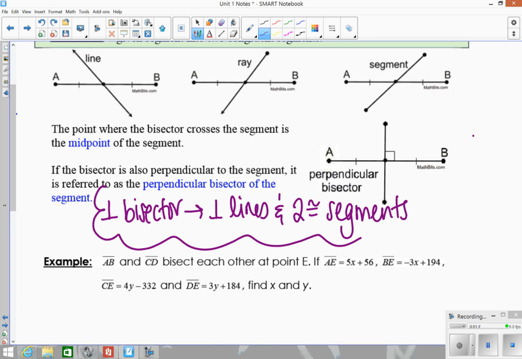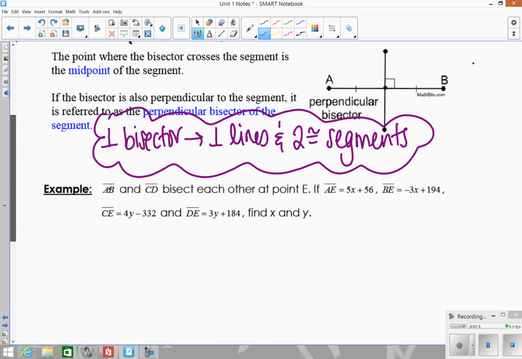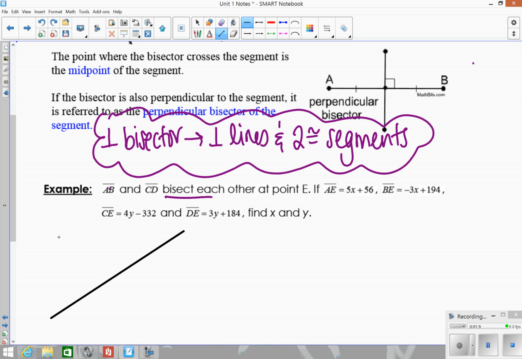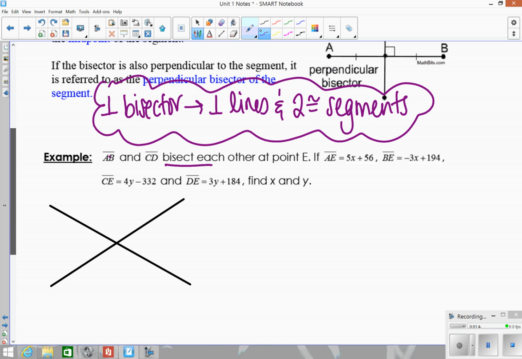So if we look at this example down here, it says that AB and CD bisect each other at point E. That means you're going to start off with two segments, however you want to draw them, and they're bisecting each other. So I'm going to label the points AB and then CD. And they're bisecting each other at point E, so that means this will be point E.